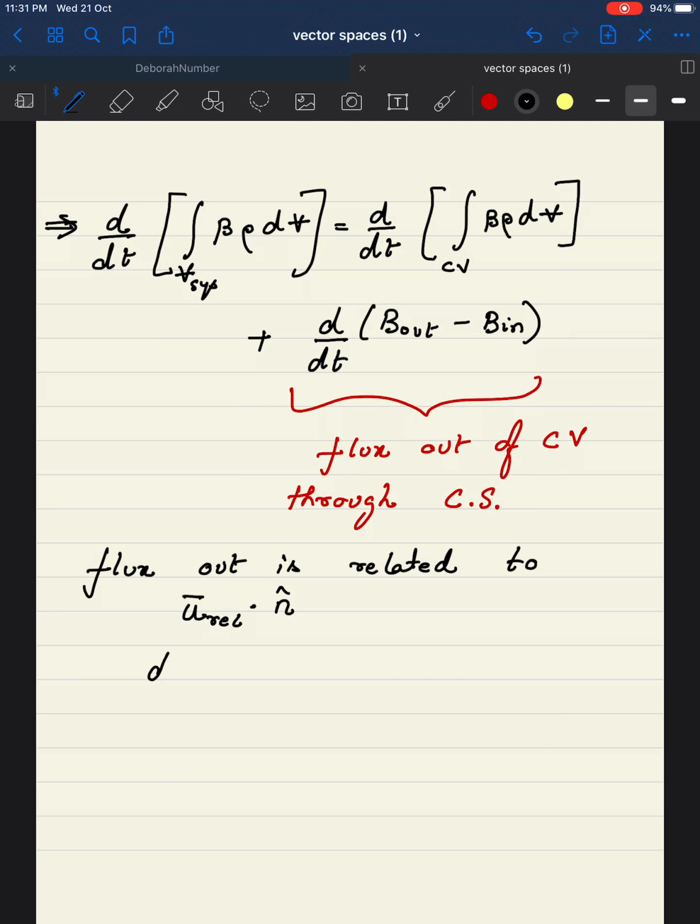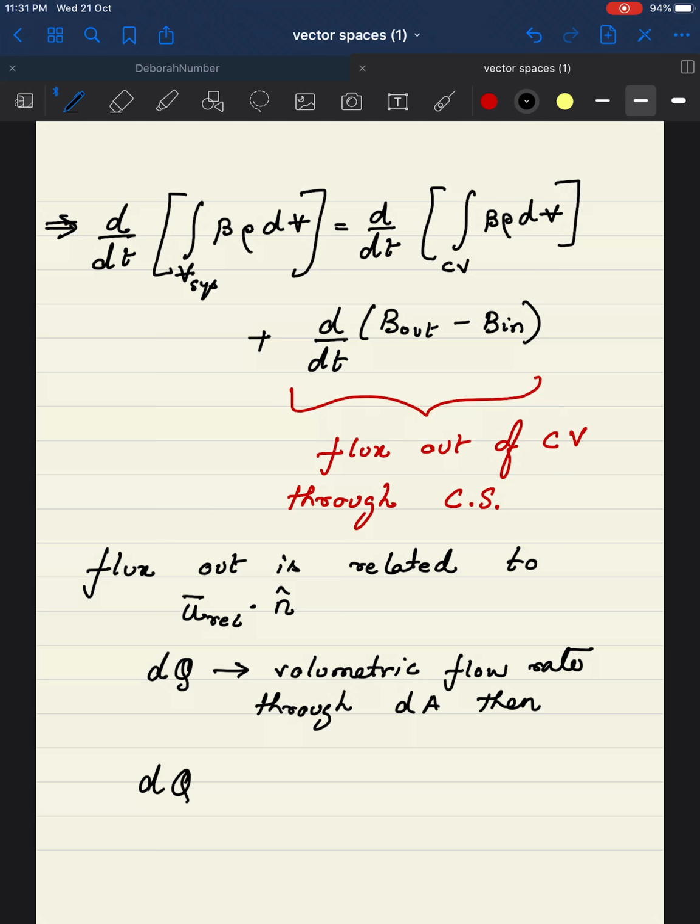But so this dq amount that is leaving, so the volume, if dq is the volumetric flow rate through surface, through an infinitesimal surface dA, then my dq is given by my u dot producted with my area, right? This gives me the net volumetric flux out of the control volume.